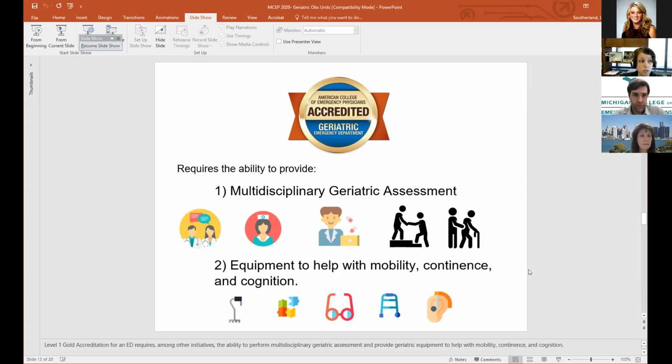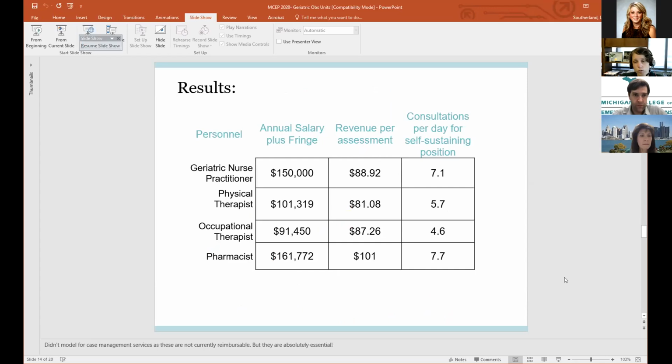And then the second piece of this is equipment. So having walkers and canes for them to use when they're in your ED, having pocket talkers or hearing aids to help with. And all this is easy to do and not very expensive, I promise. So you may say, well, I went to my administration team and said, I want a physical therapist station in the ED, and they said, no way, Jose.